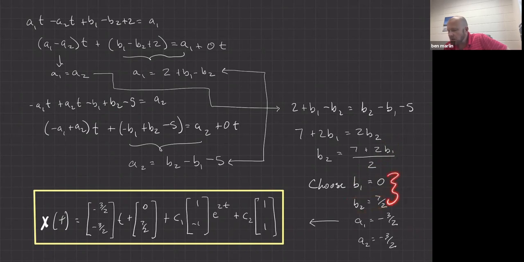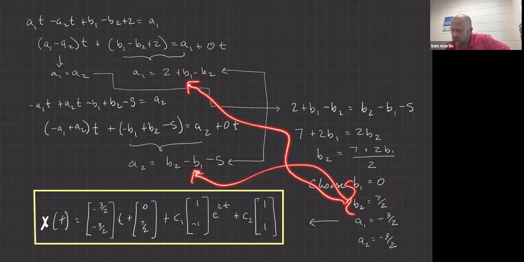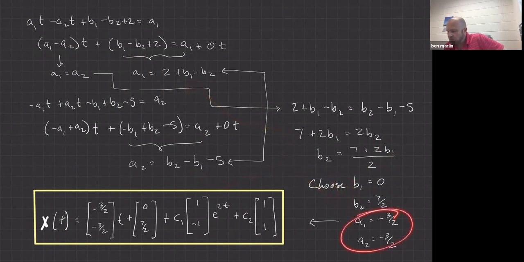Once you know B1 and B2, you can take them and find out A1 and A2. And once you have values for those, it's just a matter of writing it all down. So A1, A2, T, so the -3 halves, -3 halves T, and then the 0, 7 halves for the B, and then you put your X sub H on the end there, okay?